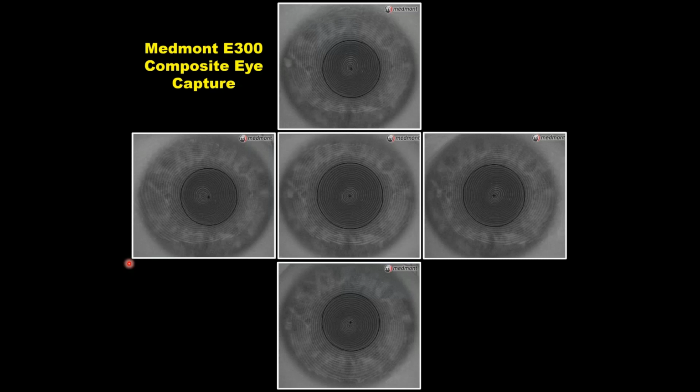So using the Medmont composite topography, and this is a feature of the Medmont that allows you to take different fixations and build 100% of the cornea. This to me is one of Medmont's most valuable functions because it allows me to get 100% of corneal coverage.